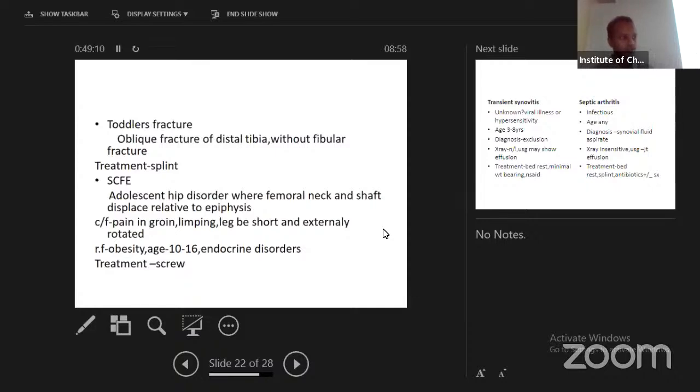Steroid use, adolescents, overweight, Gaucher disease, avascular necrosis, growth hormone excess. The name has been changed to slipped upper femoral epiphysis. Okay.